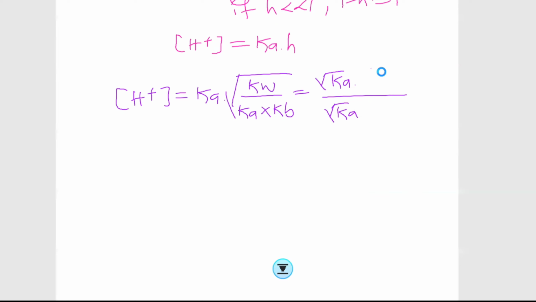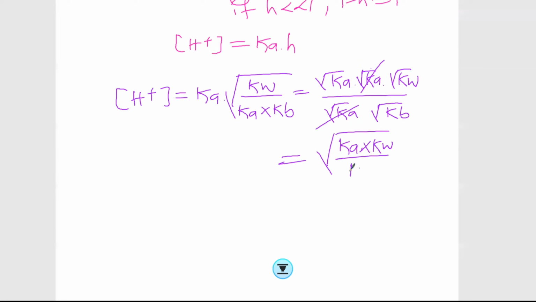Root Ka into root Ka, and root Kw is there. Okay, root Ka into root Kb. So Ka gets cancelled, and I can write this as Ka into Kw by Kb. This is the equation I got.